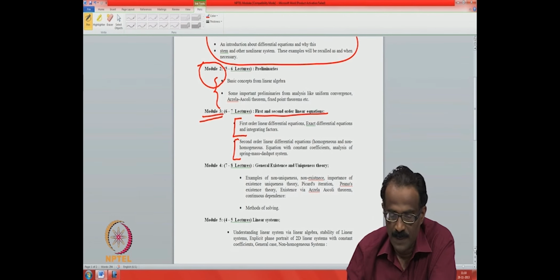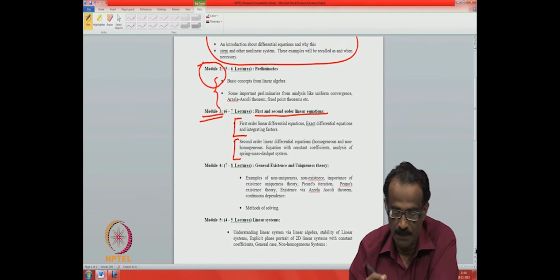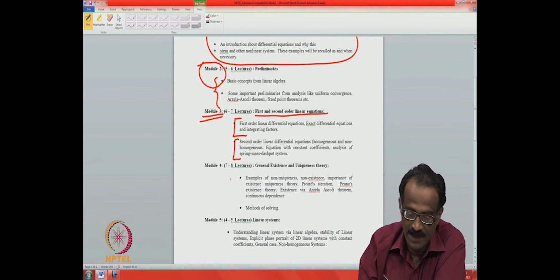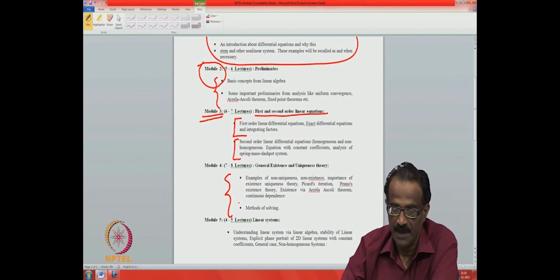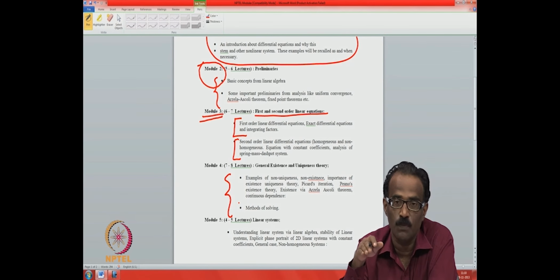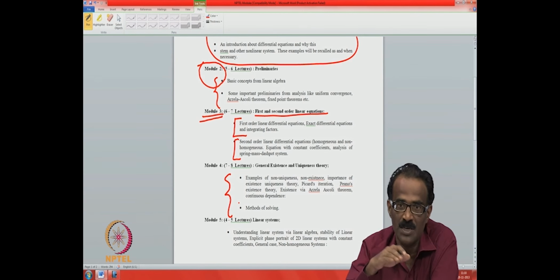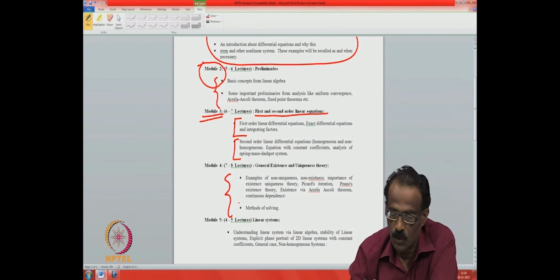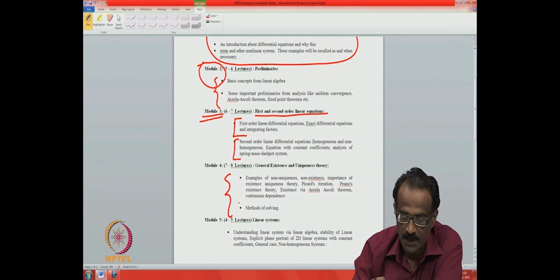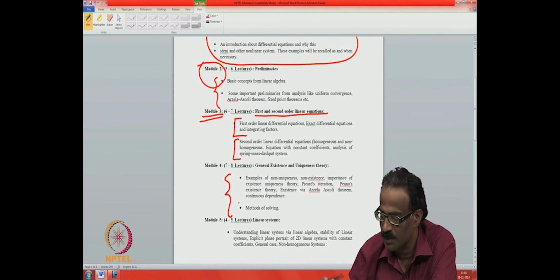And then we will see some part of the theory, namely the general existence-uniqueness theory. So basically we will give you different methods to prove existence, uniqueness, and continuous dependence. We will start with the first order equations, but then we will also go to the next thing, and there are different methods. We will also introduce some methods of solving.